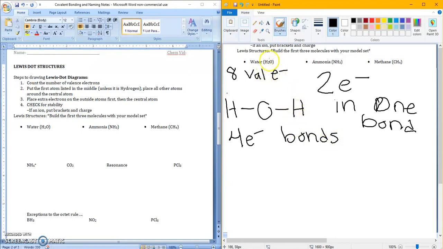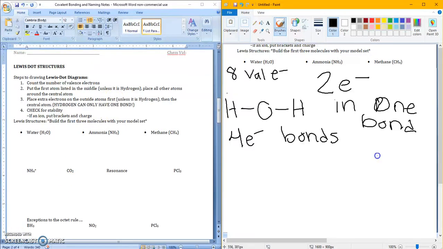Now, if you recall, H2O has 8 valence electrons total, okay? Which means that I'm missing 4 electrons. And I have to use up all of my valence electrons in bonding. So what happens is the extra electrons, or the electrons I'm not using in my bonds, they need to go on the outside atoms first, unless it's hydrogen. So, for emphasis, remember, hydrogen can only have one bond, which means it can only have 2 electrons total. So I can't put any extra electrons on my hydrogen.